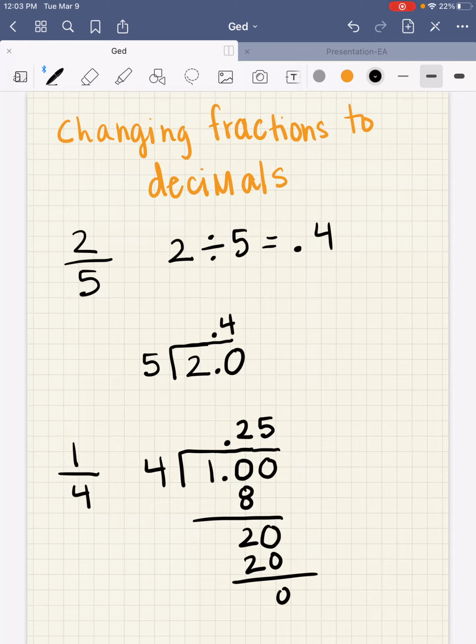So one thing to remember with decimals is that you can add zeros to the end, and it doesn't change the decimal. So 1 is the same as 1.0, which is the same as 1.00 and 1.000, etc. And you can add those decimals as far out as you need to figure out what the decimal is of that fraction.